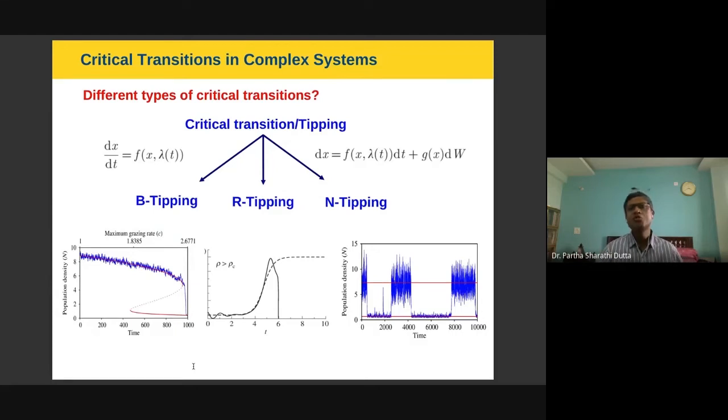So let me talk about different types of critical transitions. There are mainly three types of critical transitions: B-tipping, R-tipping, and N-tipping. The first figure in the left-hand side is an example of B-tipping. What happens? The figure is just the deterministic bifurcation diagram of a dynamical system, where there is one parameter, let's say C.